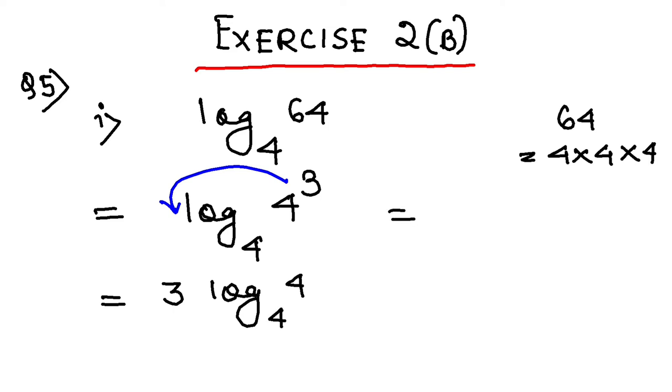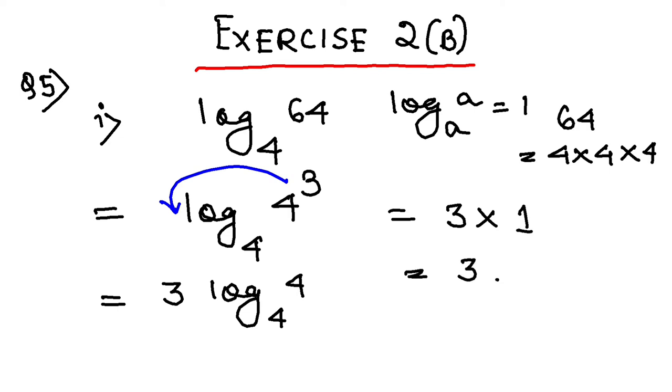So now log a base a, remember the property, log a base a is 1, right? So this will be 3 into log 4 base 4 is 1, so 3 into 1, 3. Very simple. Okay, let's solve the next one now. Number 2 is log 100 base 10.